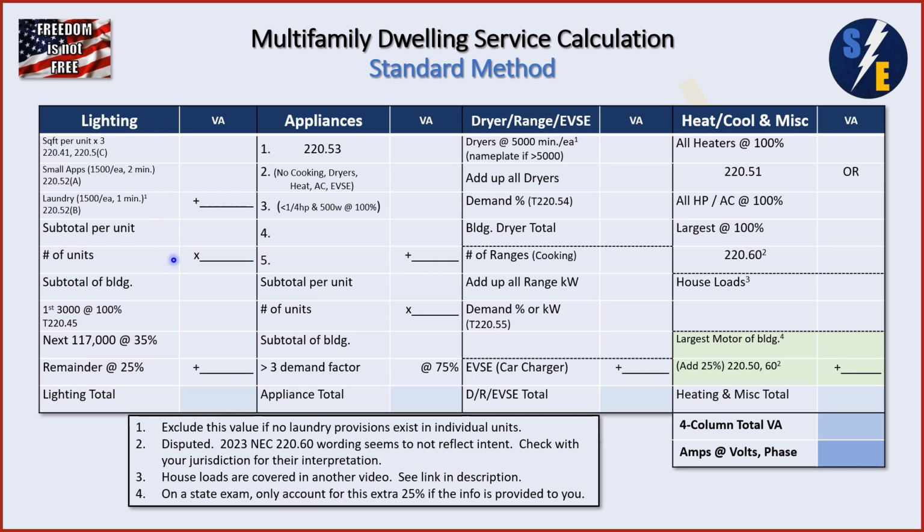We're going to get a subtotal per unit, multiply by our number of units. We'll get a building subtotal. Then we're going to apply some demand factors, and we're going to get a lighting total. In the appliance column, we're going to go 220.53. These are the fixed appliances, anything fastened in place.